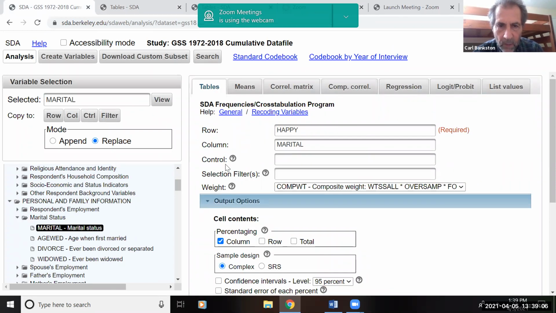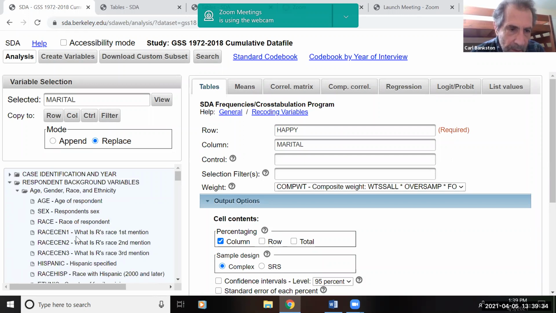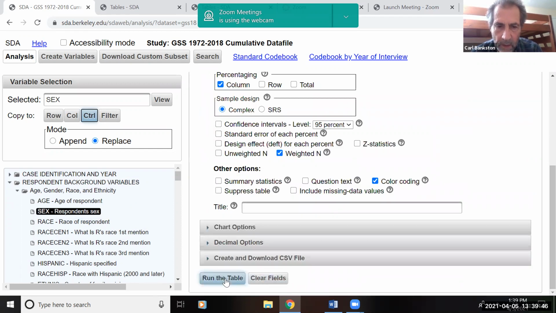You'll see here that there's something called a control. A control variable allows us to bring in another level. For example, we could control for the relationship between marital status and happiness by controlling for sex, looking in other words at men and women separately. And the way that we would do that is here. We can click on sex and put that in as a control. Now let's look at what that looks like.